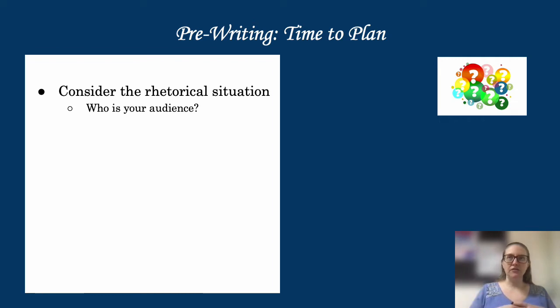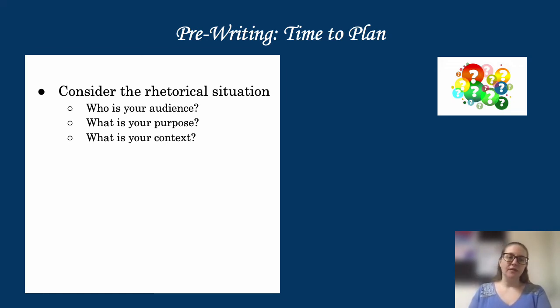For this essay, obviously, you're writing for your college admissions counselors. But you might write other essays with different audiences. What is your purpose? What are you trying to do with this essay? What is the context? What's happening in the time and place around your submitting this essay? What is your topic? What are you going to write about? Once you've got those things clear, it's time to start brainstorming.